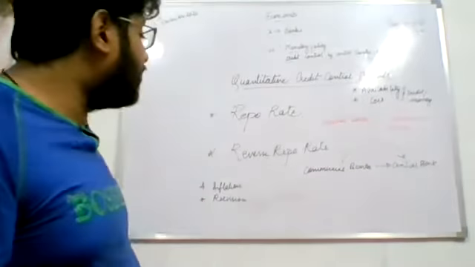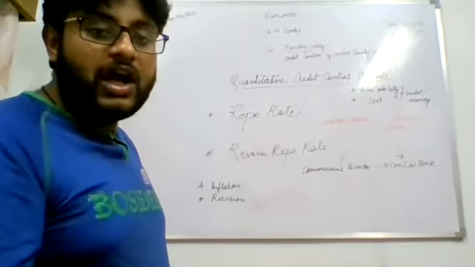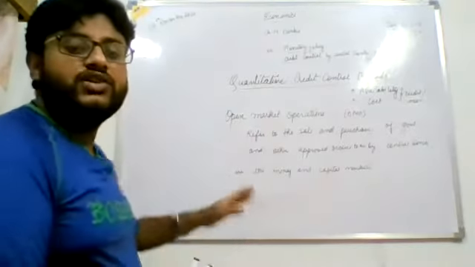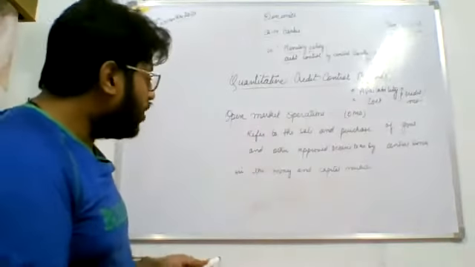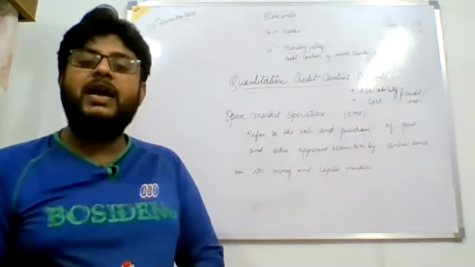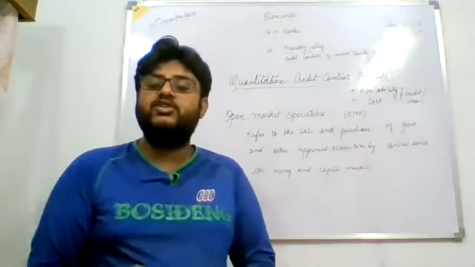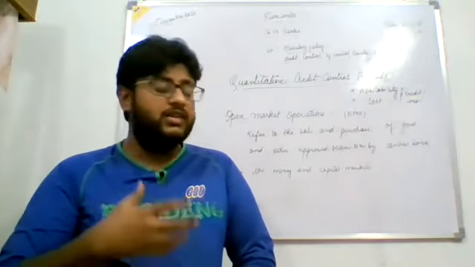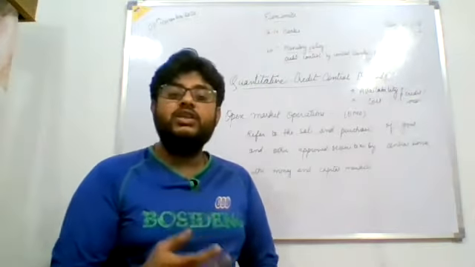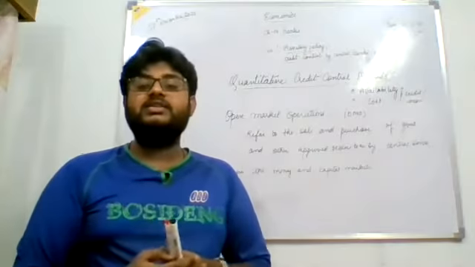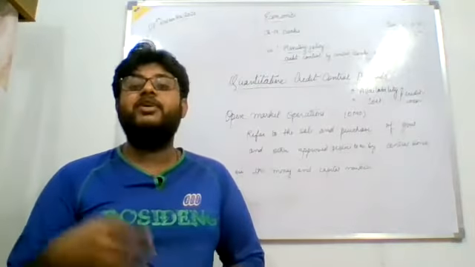So this was your repo rate and reverse repo rate. Now, the third quantitative credit control method is your open market operations. What is open market operations? Under open market operations, the central bank indulges in the sale and purchase of government securities and other approved securities through the money and capital markets. यहाँ पे government की securities की bonds की sale and purchase होती है.